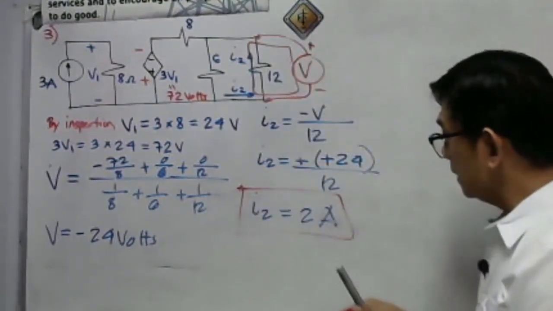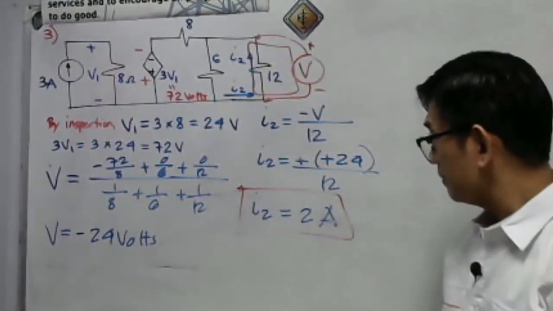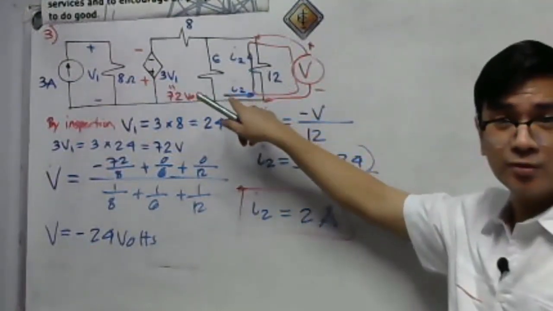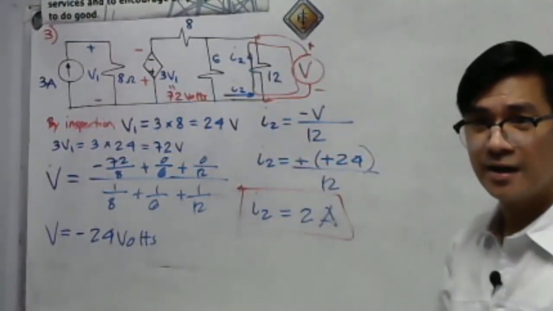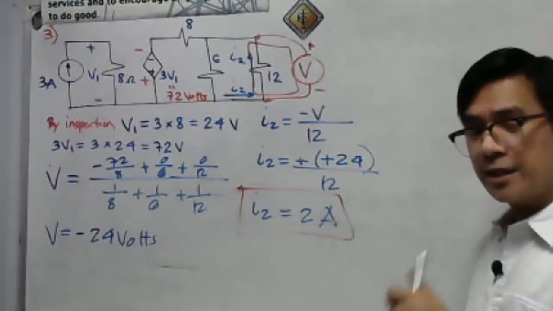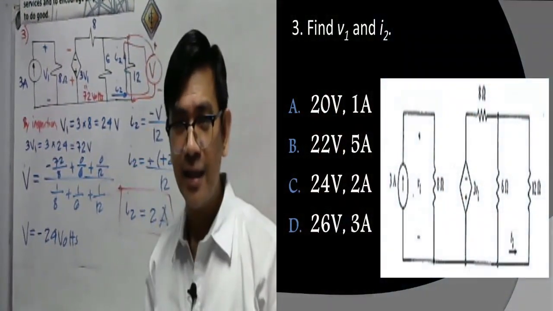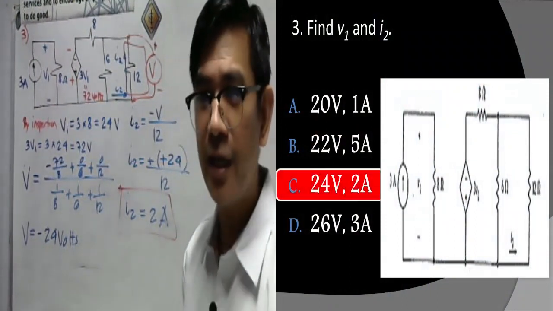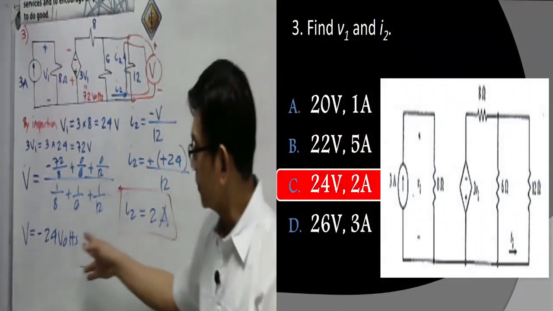So, we have a correct assumption for the direction of our I sub 2. The assumption was correct, mga kawerpa. Okay? So, therefore, our answer would be letter. What letter is that, mga kawerpa? Okay. The answer would be letter.